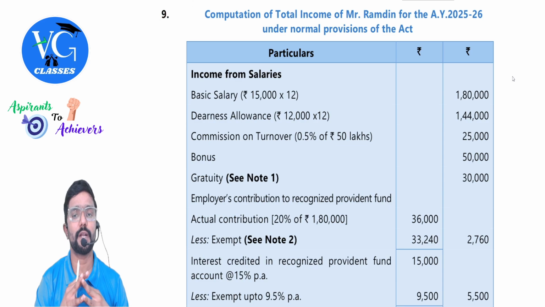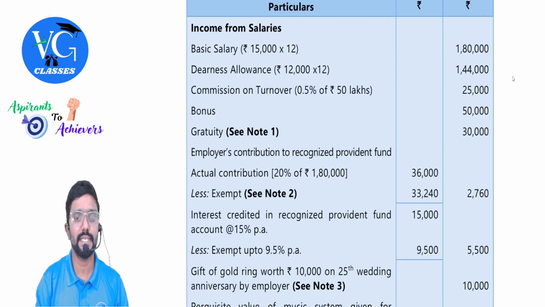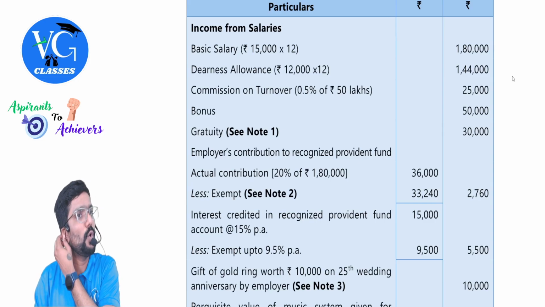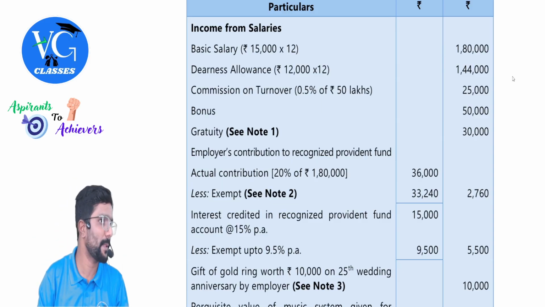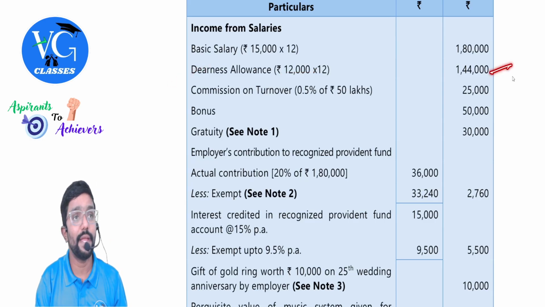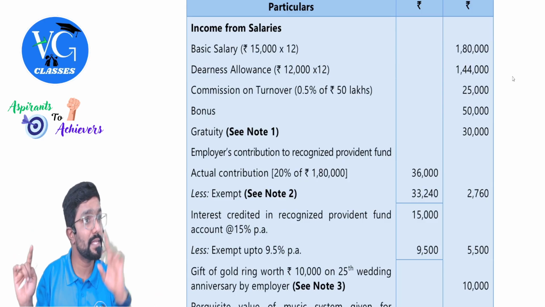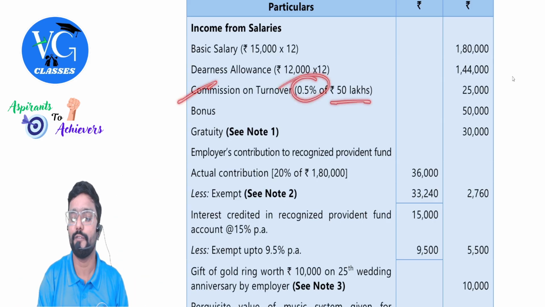Computation of total income of Mr. Ramdev for assessment year 25-26 under normal provisions. Income from salaries: basic salary 15,000 into 12, which comes to 1,80,000. Guys, nowhere in the question they have mentioned about retirement. Assume that he is working for the entire 12 months during the previous year. Dearness allowance 12,000 into 12. Here you take full. Only while calculating exemption, you need to consider 50%. Commission on turnover 50 lakh into 0.5%, 25,000, fully taxable. Bonus 50,000, fully taxable. Gratuity, fully taxable.